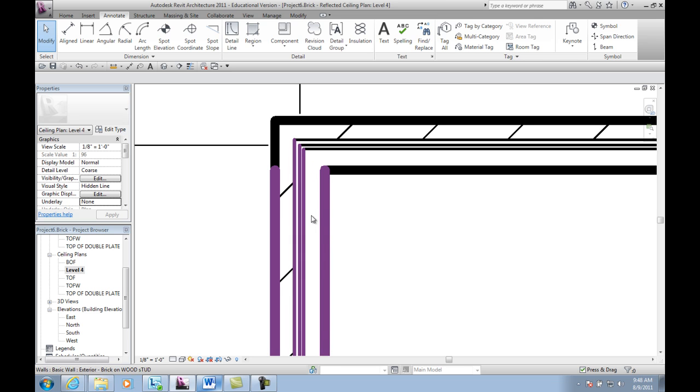This area here is my 2x4 wall studs. This little section right here, the two little lines, that's my exterior wallboard or rigid insulation. And this little space in here is my airspace between my exterior wallboard and my brick, and this is my brick out here, and you see how it's hatched.